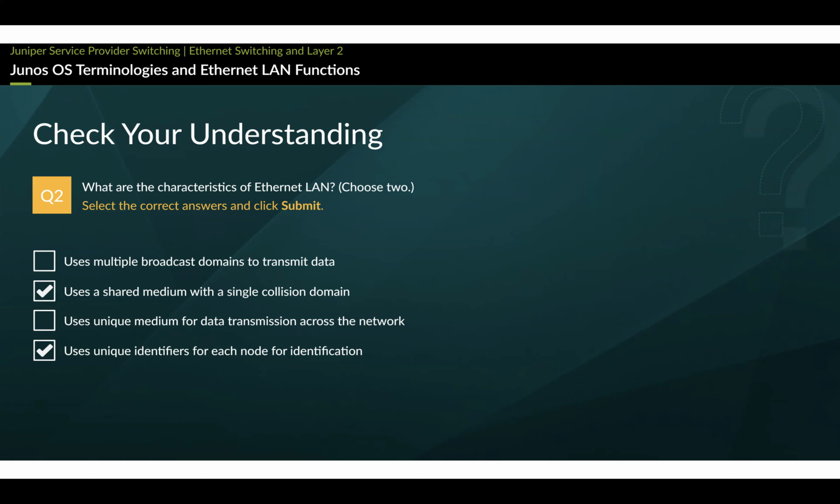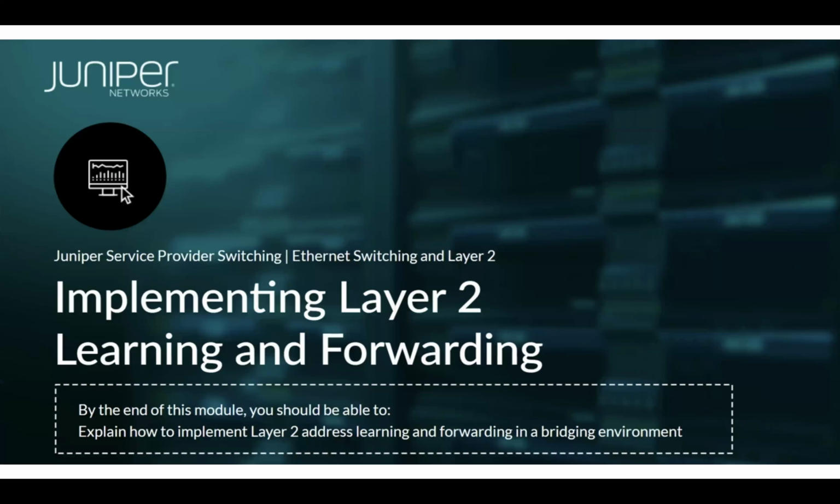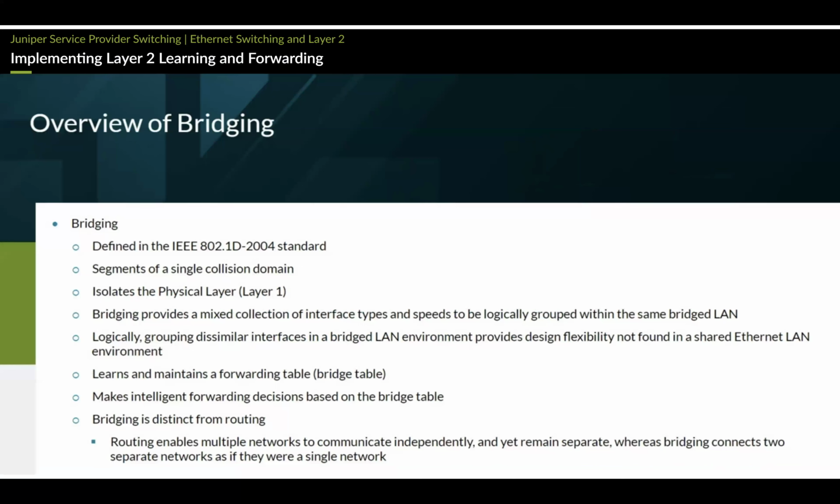characteristic is that it uses a unique identifier for identification. That means one end device is connected with one port, and they have a unique ID. That means the MAC address, and the switch learns those MAC addresses from a specific or individual port. Implementing layer 2 learning and forwarding. Okay, layer 2 learning and forwarding.